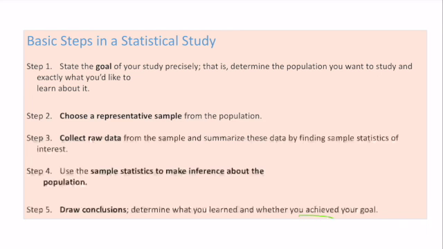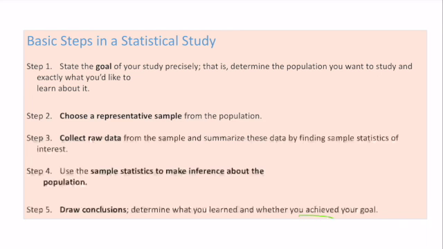Even if you didn't achieve your goal, let's say you weren't able to survey enough people, or your treatment didn't work, that's okay, right? That still informs the literature. And what that means is now we know what not to do, right? So it's still a successful study, even if you don't get the results you desired.